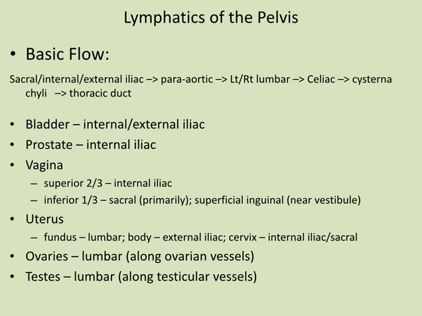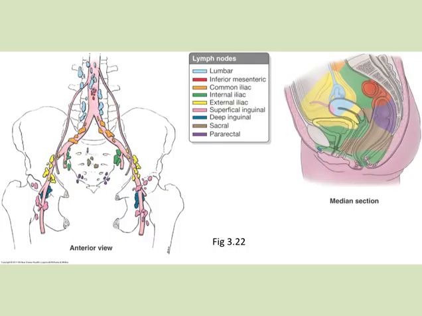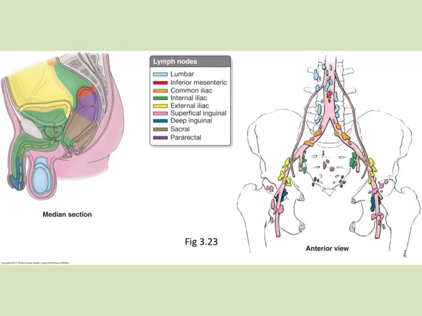All right, so this is for the female, and in the female you can see in this diagram, I definitely don't want you to know the specific color coordination. What I've said in the previous slide is as accurate as you need to know. And here it is for the male. All right, so that's blood supply and lymphatic drainage to the pelvis.